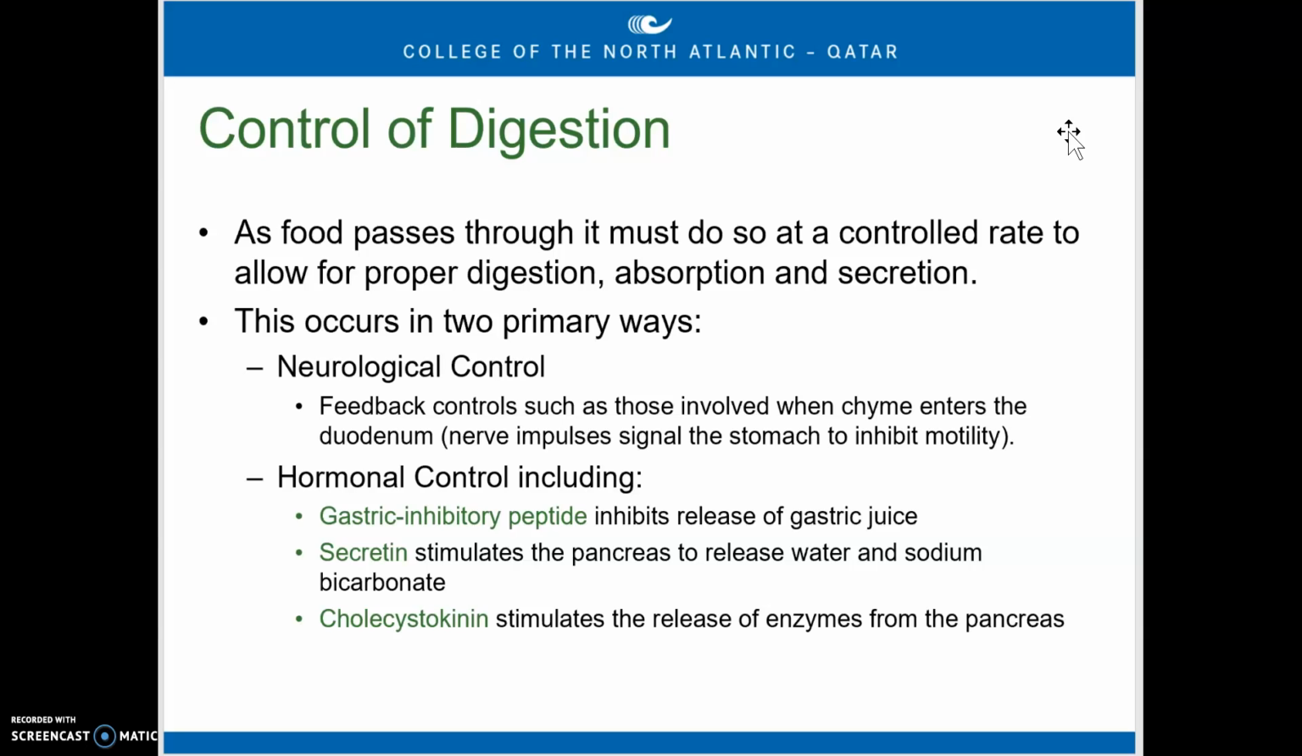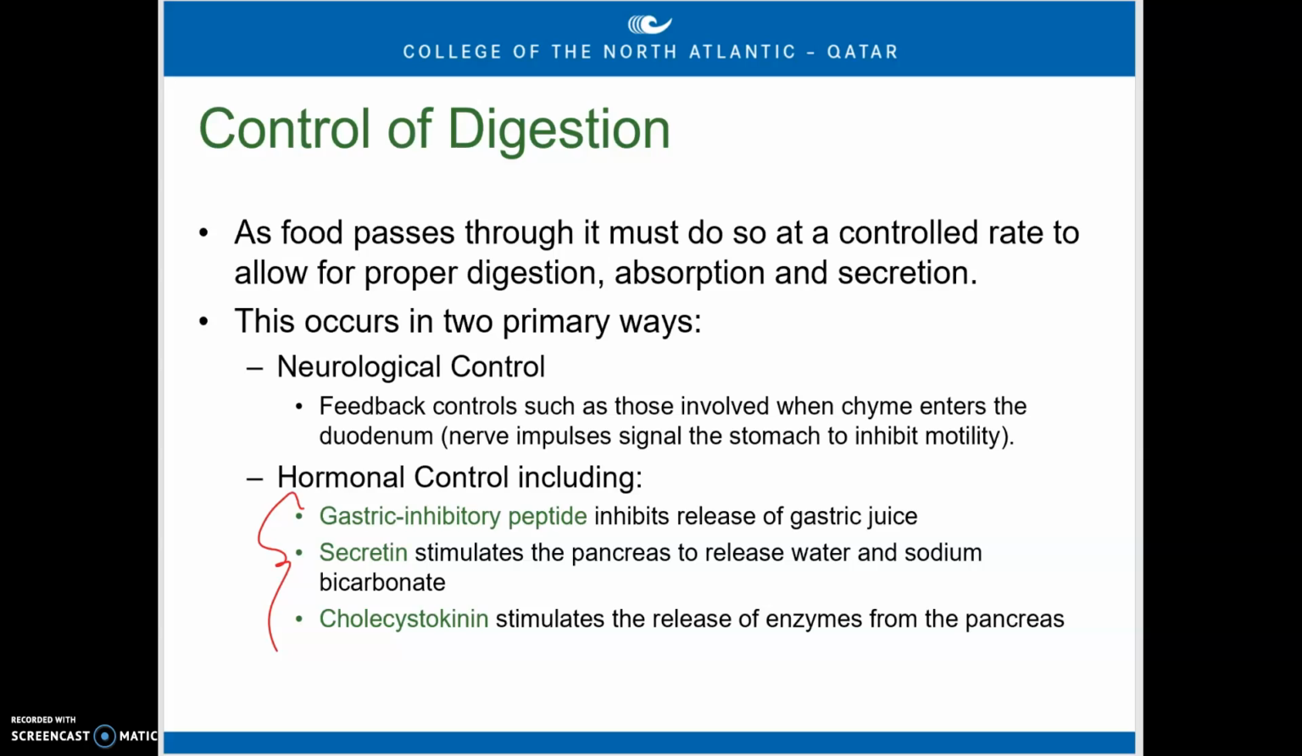And in order to do that, we have neurological control, so feedback controls that help let the nervous system know how fast to move stuff through our digestive system, when to slow it down, when to speed it up, and so on. And we also have hormonal control. Now, don't worry too much about the hormones here. Just know that the regulation of our digestion is controlled by neurological and hormonal systems. So there are two systems that help control the rate of our digestion.